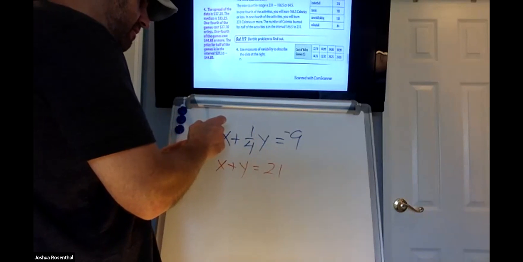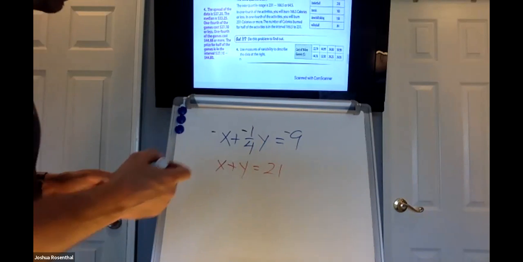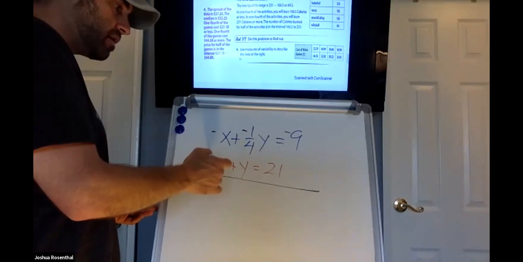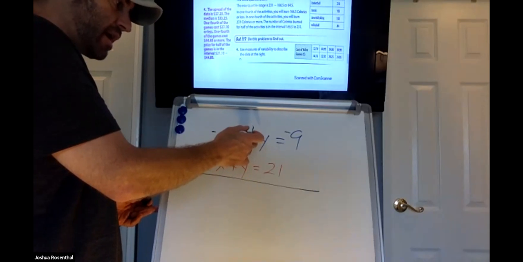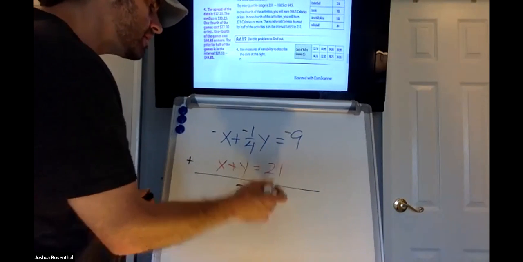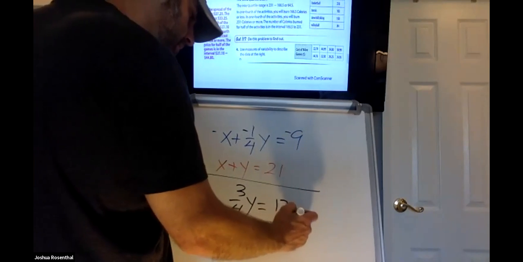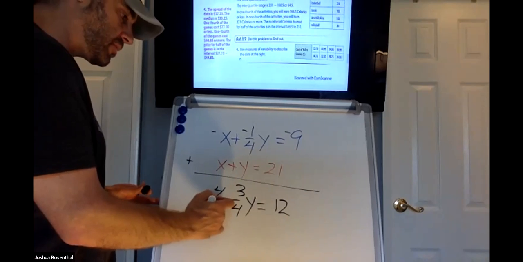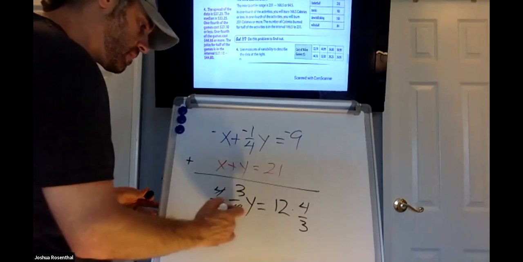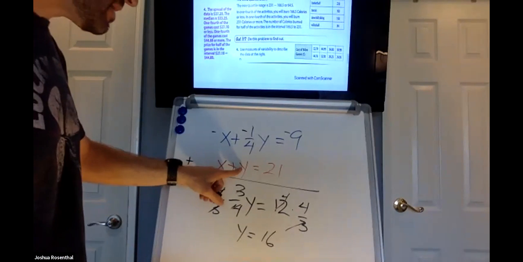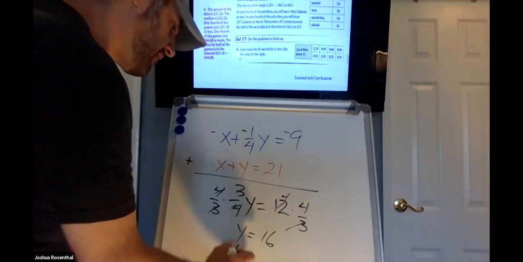That would make this negative. On the left-hand side, there's two parts, so you distribute the negative. Like that. And then if I add these two equations together, x plus negative x is gone. 1y minus 1/4 y is 3/4 y. 21 minus 9 is 12. Now solve by multiplying by the reciprocal. Y is 16. If you plug y is 16 in here, 16 plus 5 is 21. So x is 5. So your solution is 5, 16.